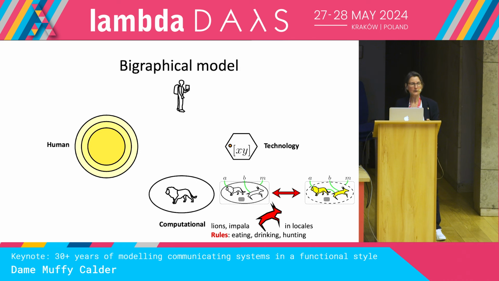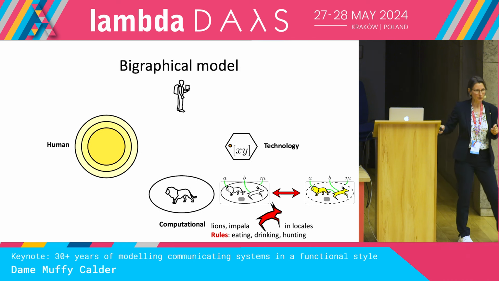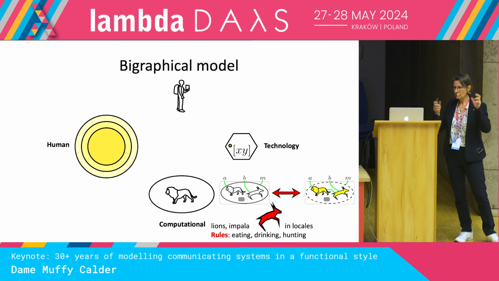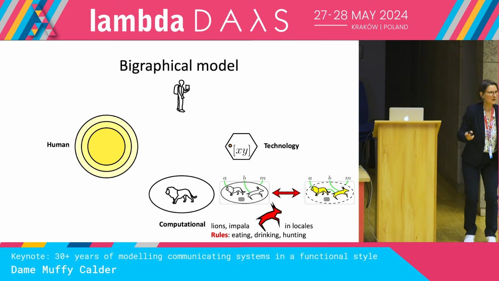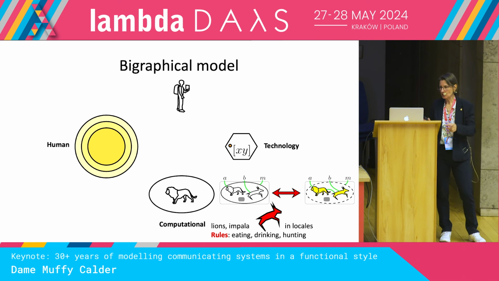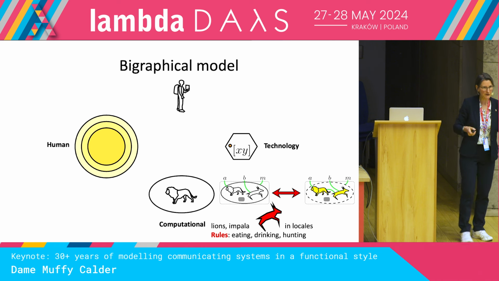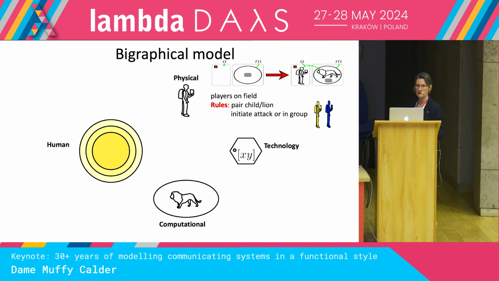You'll see there's a bigraph rule. It's a bidirectional rule. Basically on the left, there's a lion and an impala who are just coexisting in a locale. On the right, they've turned yellow because that means the lion's seen the impala and is in a sense holding it. So we use the colors to denote change in types as well.